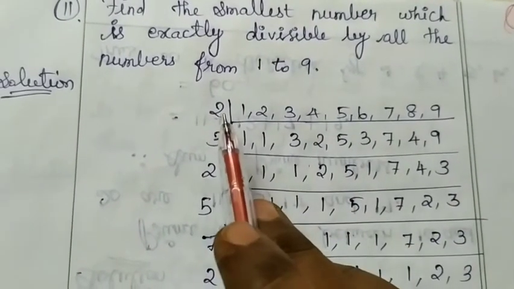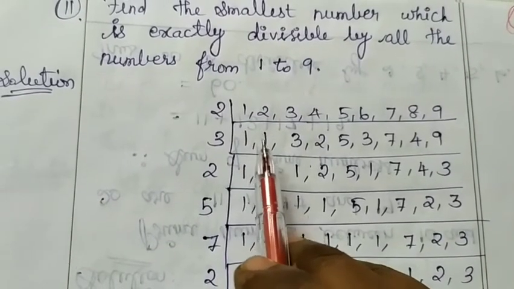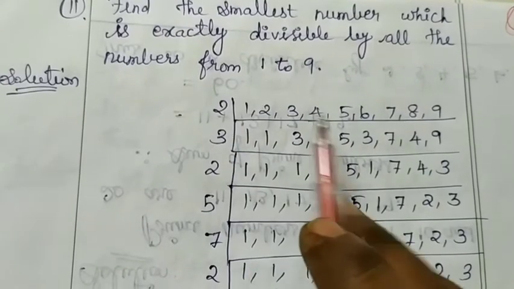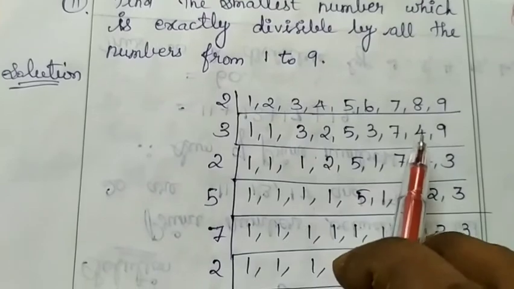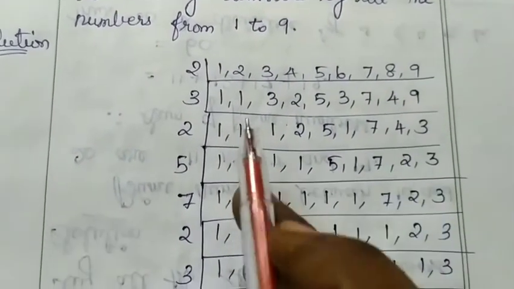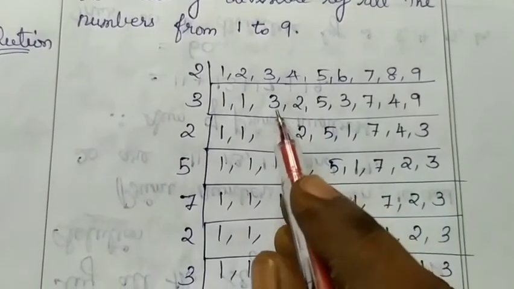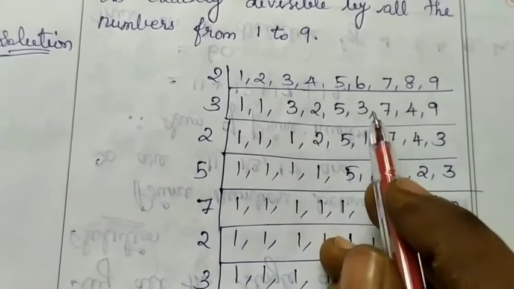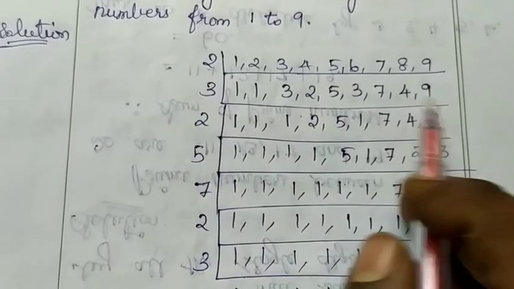Okay, first we take 2 table. So 1 is not divided by 2, so 1 stays the same, 2 twos is 1, 3 is the same, 4 twos are 2, 5 is the same, next 6 twos are 3, next 7 is the same, and 8 twos are 4. Okay, 9 is the same. Okay, next take 3 table. So in 3 table, what are the numbers that can divide? 3 ones are 3, and here 3 ones are 3. 9 threes are 3. Okay, the remaining numbers are the same.